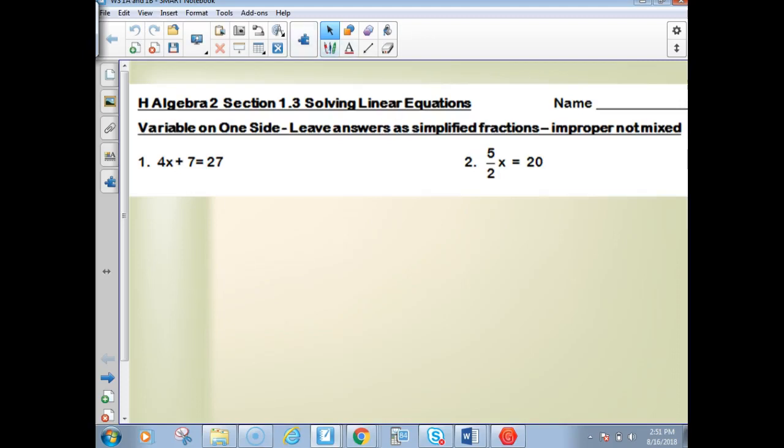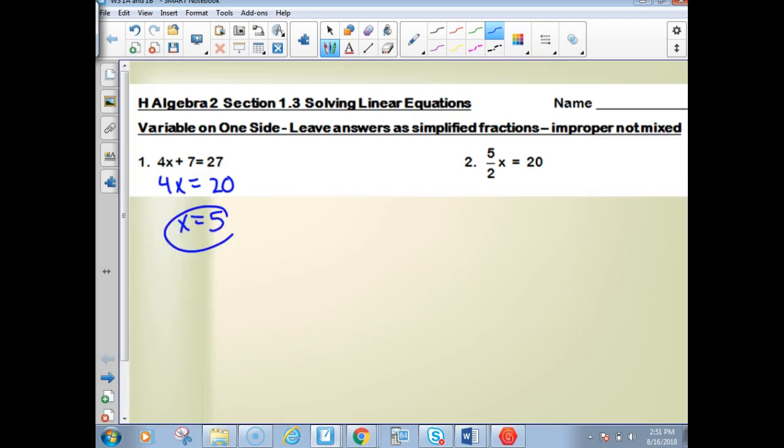Okay, today we're going to review equation solving in Honors Algebra 2. These should be really fast because they should be very familiar to you, and I'm not writing down some of the steps that I think you're used to. If you write them, that's absolutely fine. But most of you probably subtracted 7 from 27 and got 4x, and then you divided by 4 in your head and got 5.